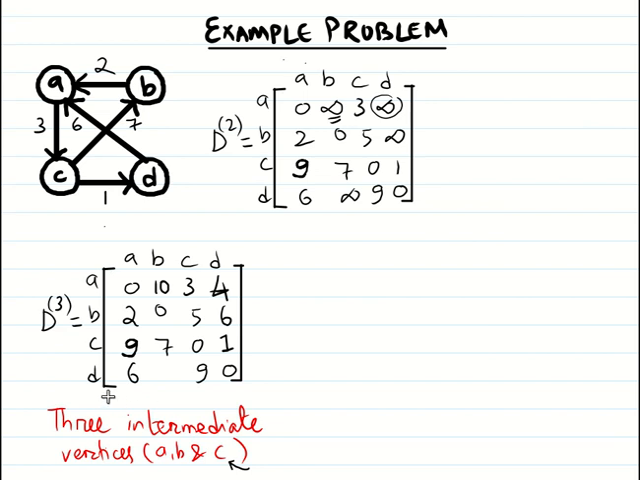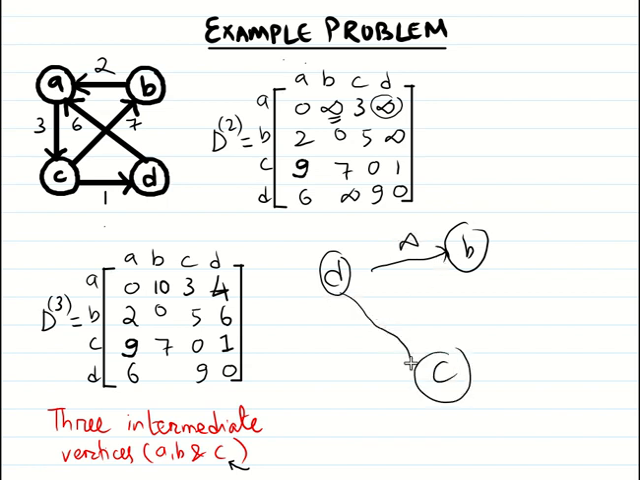Let us calculate the distance from D to B. The old distance from D to B, if you look at the table, is infinity. But if I go via C, D to C, the distance is 9, and from C to B, the distance is 7. So 9 plus 7 is 16, which is less than infinity, so I update and this becomes 16.